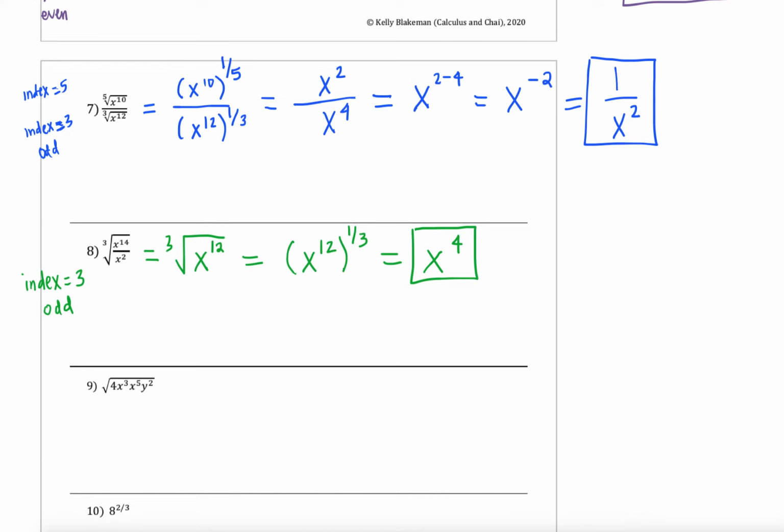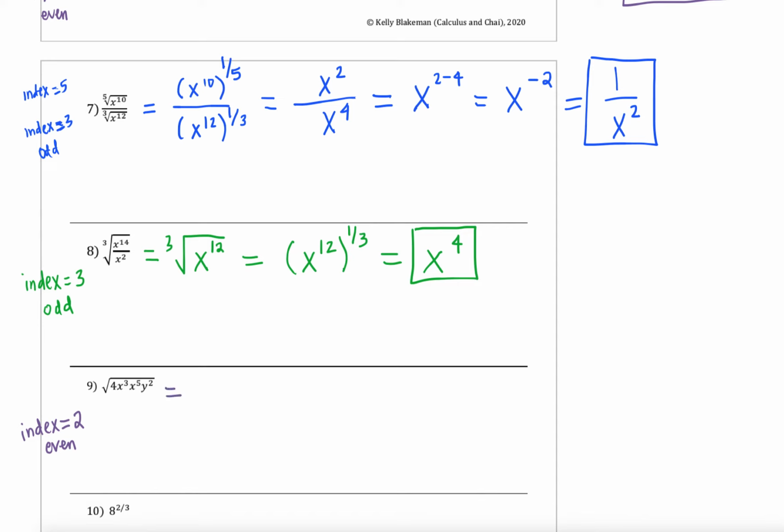Let's look at example 9. So why don't you guys pause the video and write down what our index is in example 9, and then decide if you're going to have to worry about absolute values or not have to worry about absolute values. So here we have a square root, so our index is equal to 2, which is an even number. So we are going to have to worry about those absolute values at the end, so we'll just keep that in the back of our mind.